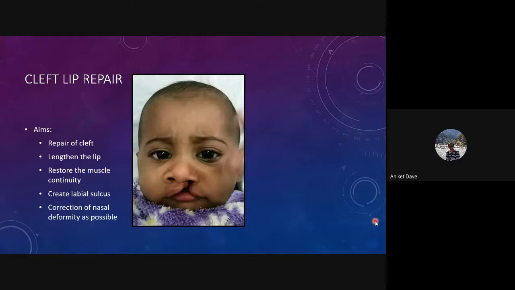So coming to cleft lip repair, I will also be showing some examples. The aim of this, to state the obvious, is to repair the cleft and to close the gap which is there between the two lips. But that's not all. As you can see, the lip is shorter on the side of the cleft, so this needs to be lengthened. The muscle continuity needs to be restored, as I showed you earlier in the anatomy of a cleft. And the labial sulcus needs to be created, and the nasal deformity has to be corrected as much as possible during the primary cleft lip repair.